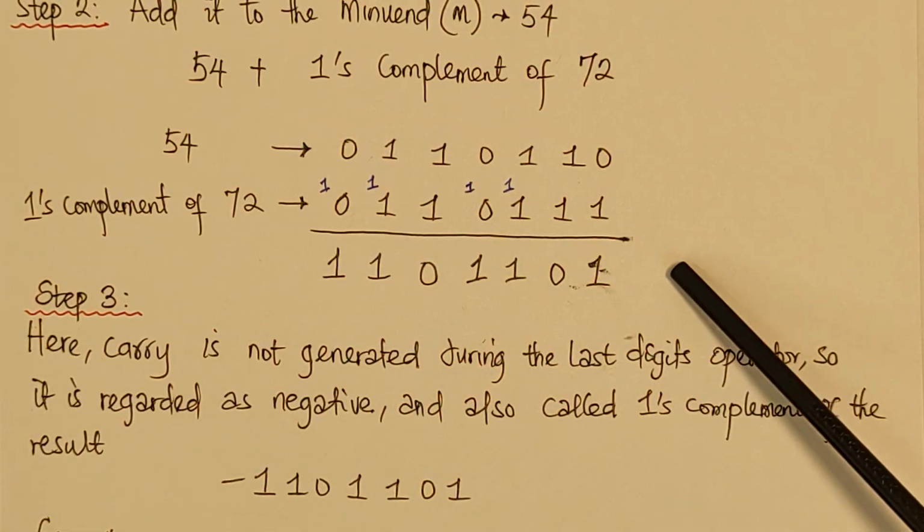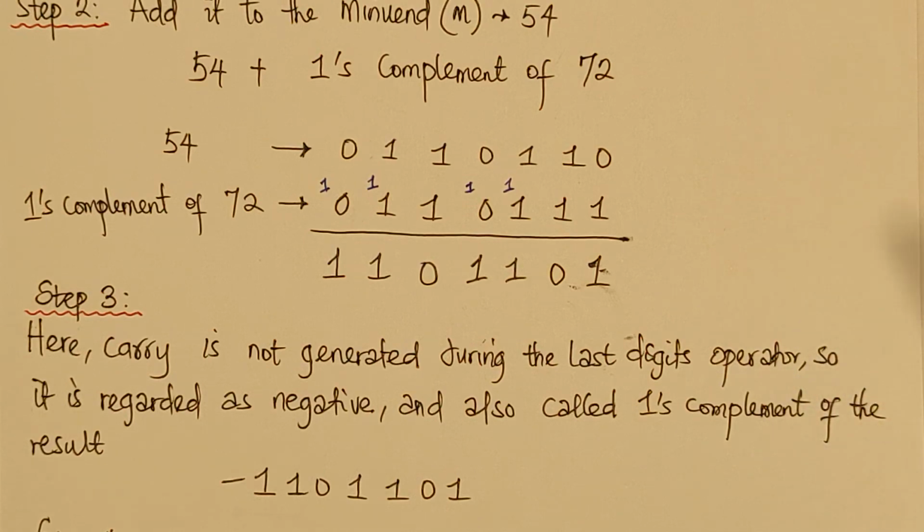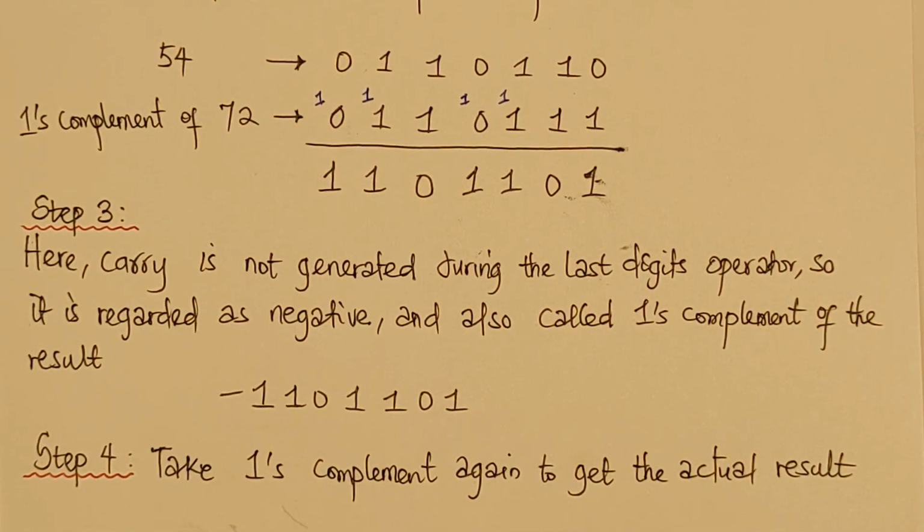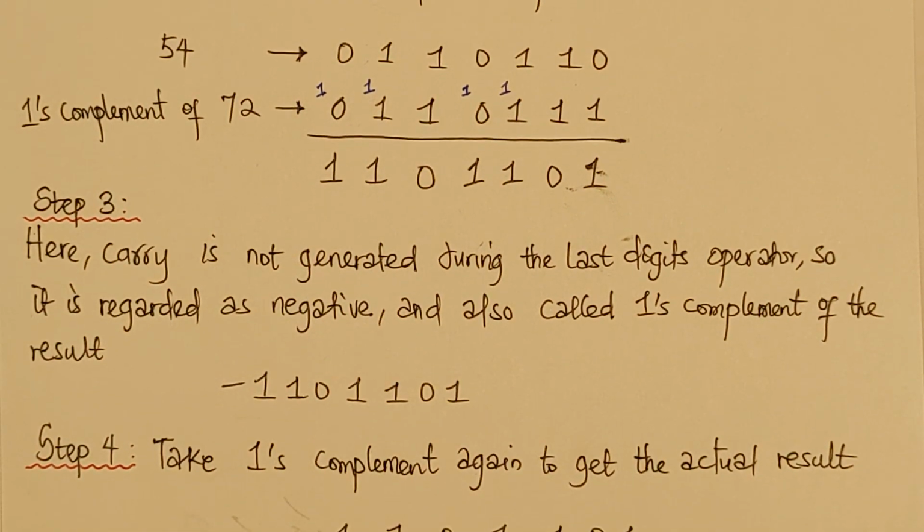It means there was no point where we got 8 bits here. So to that, we're going to regard this as a negative value. So we have minus 1101101. So let's look at step 4.